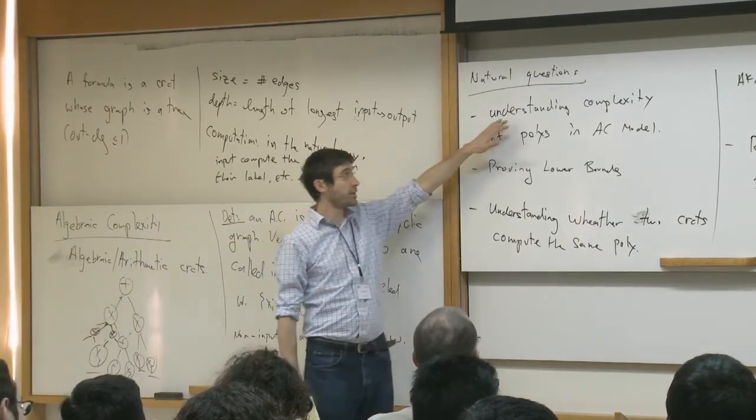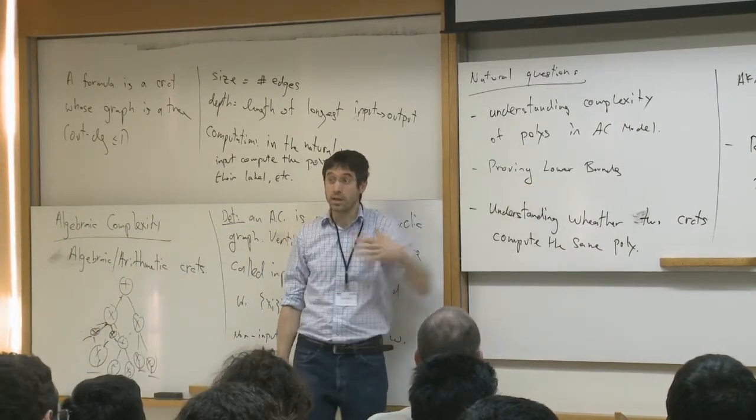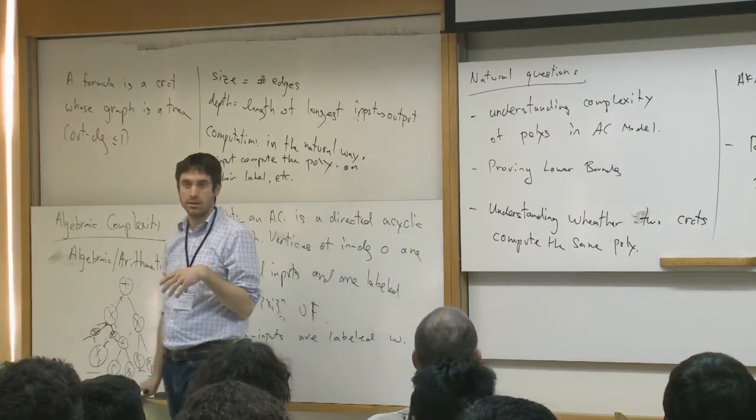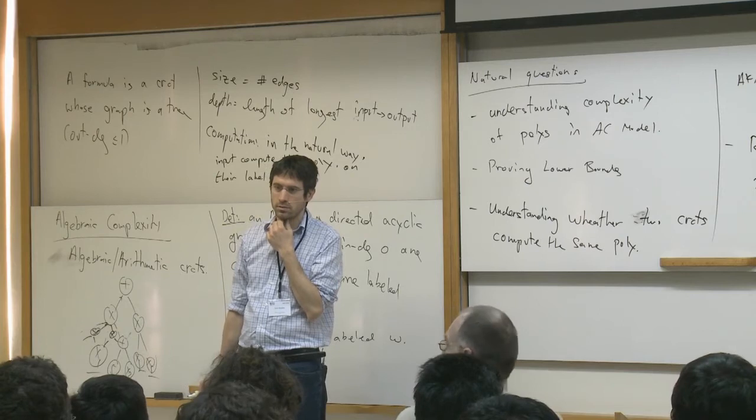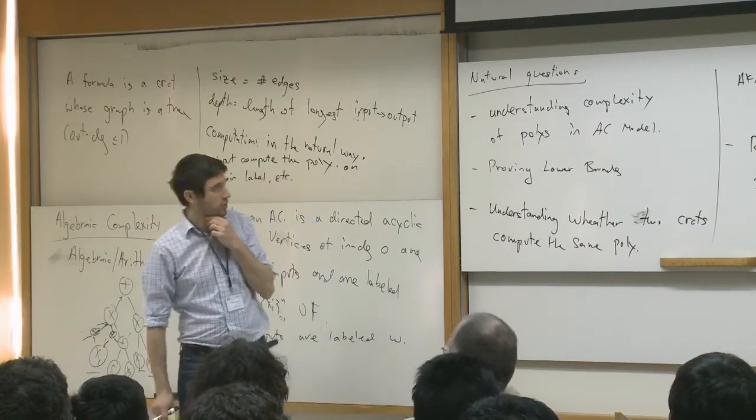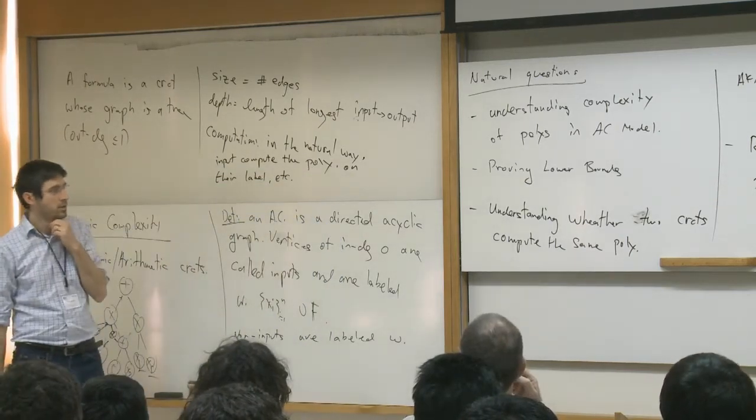And when I say understanding the complexity, it's not just proving lower bounds, it's also coming up with new algorithms, right? Like, yes? So does this model have any connection with the Boolean world? That's a good question. So, yes and no.